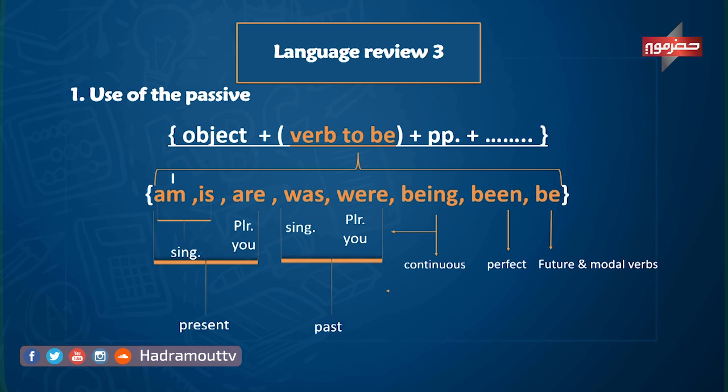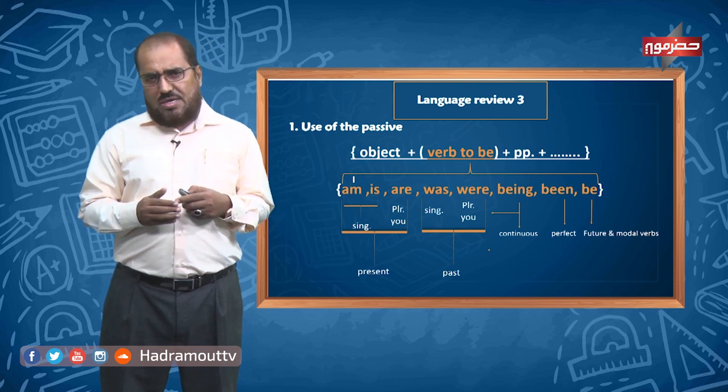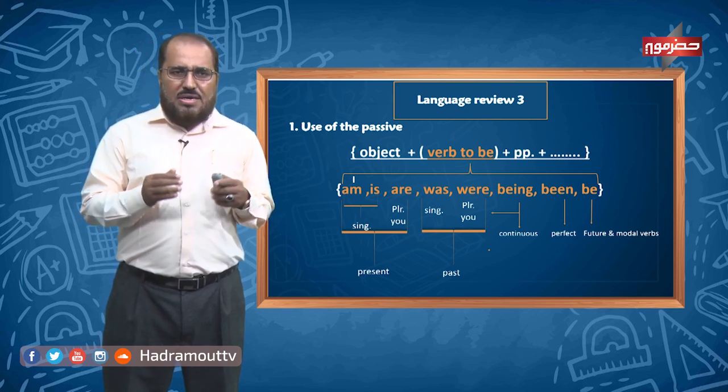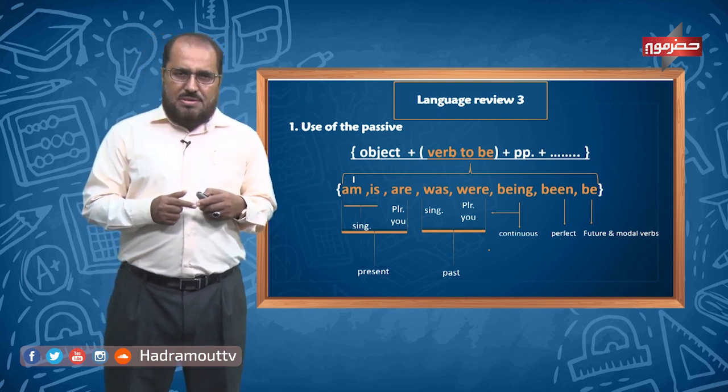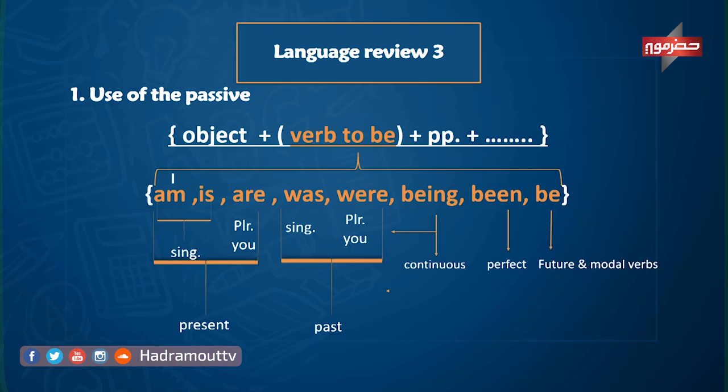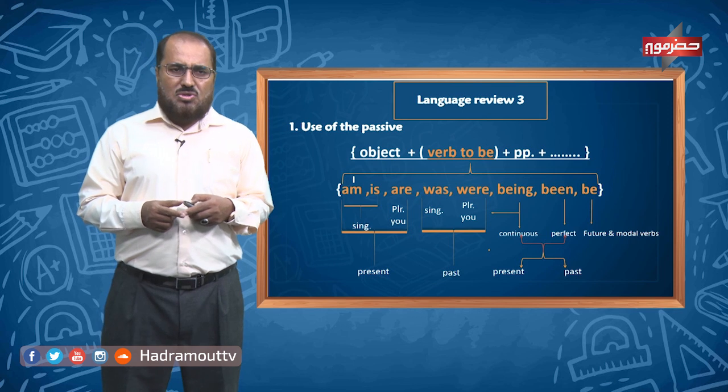With the past simple, we use was and were. Was for singular, were for plural, and also for you. With the continuous, we can use being here. Being for present continuous or past continuous. For perfect, we use the past participle of the verb to be, which is been. And finally, we use be with the future. When we talk about the future using passive voice, we use be with the future and other modal verbs. And don't forget that.